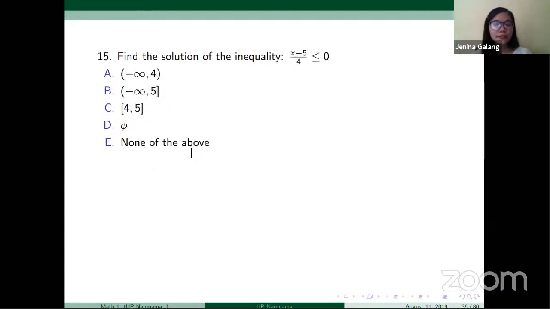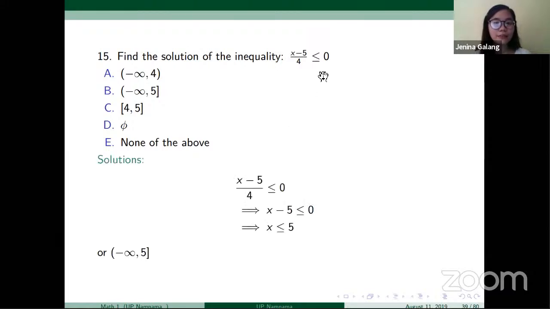So next, find the solution of the inequality x over 5, x minus 5 over 4 less than or equal to 0. So here we can just multiply both sides by 4. So we are left with x minus 5 is less than or equal to 0. And transpose natin yung negative 5 sa kabila, or add both sides by plus 5. By 5, we have x is less than or equal to 5.